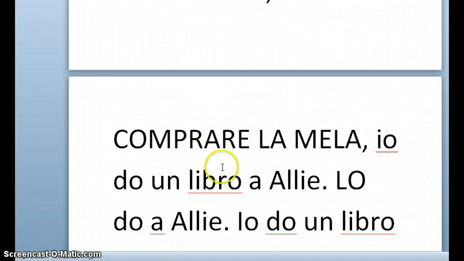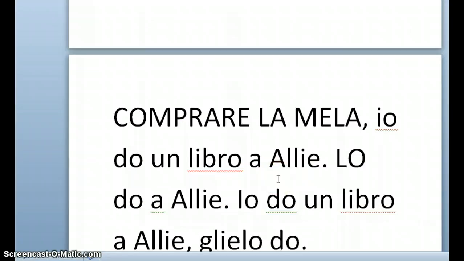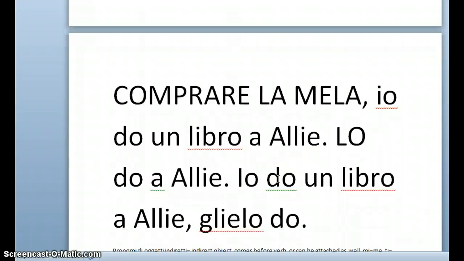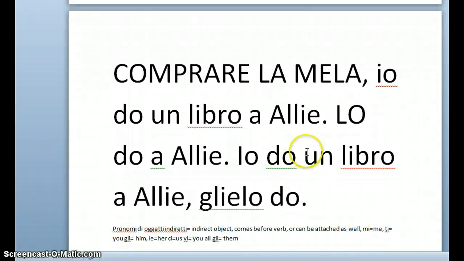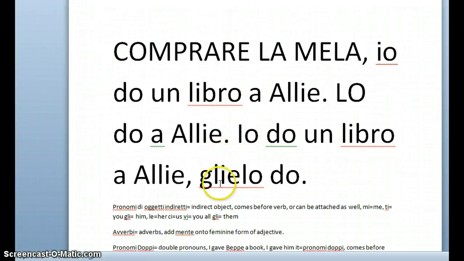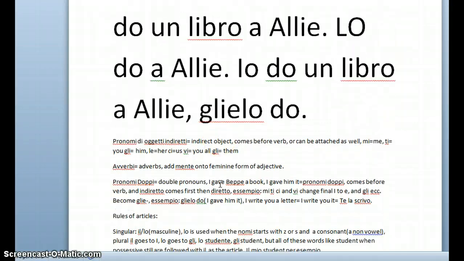Another example, io do un libro a Ali. This is an example of pronomi doppi, which is double object pronouns. Lo do a Ali. Lo do a Ali means I gave it to her, or give it to her. Io do un libro a Ali. Glielo do. That's pronomi doppi.